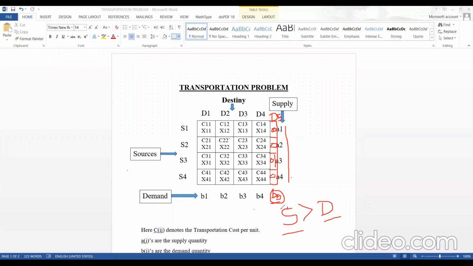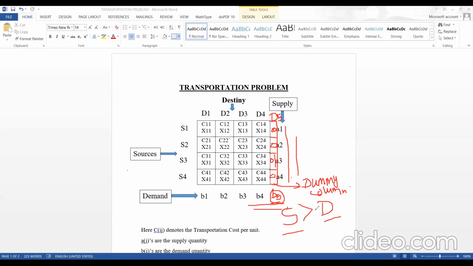your supply and your demand become equal. And so now it becomes a balanced transportation problem. So try to understand, whenever supply is greater than demand, that means we need to create some demand so that the total supply becomes equal to the total demand. In that case, for generating demand, we need to insert one dummy column. This column is known as your dummy column.